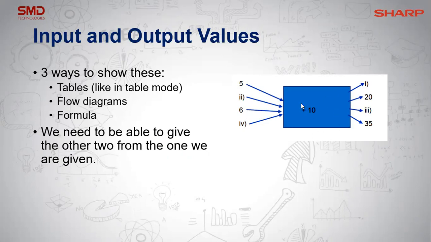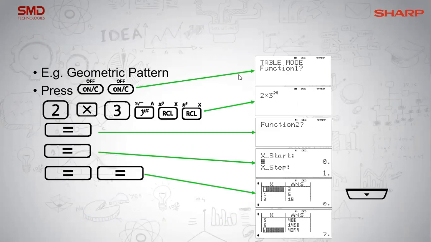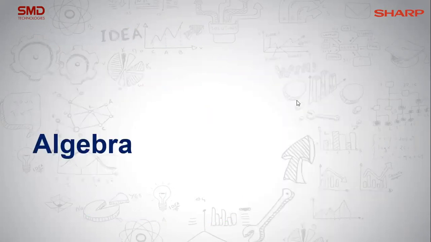So here we can see our pattern is I put in 5, I add 10, and my output should be 50. Okay, so again, exactly the same way we did with number patterns, you would type in your formula and your X would be your input, your answer would be your output. You can do the same with the geometric version as well.